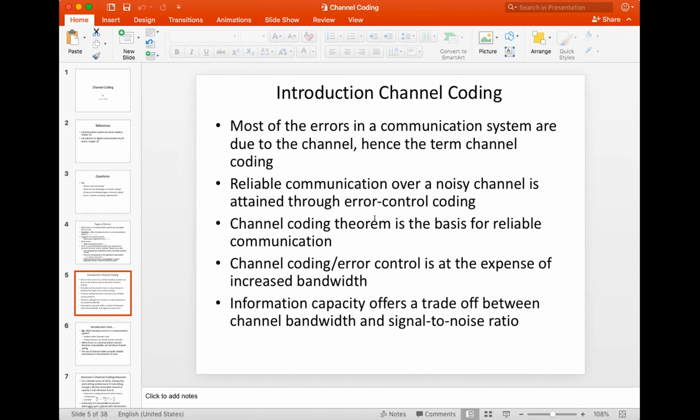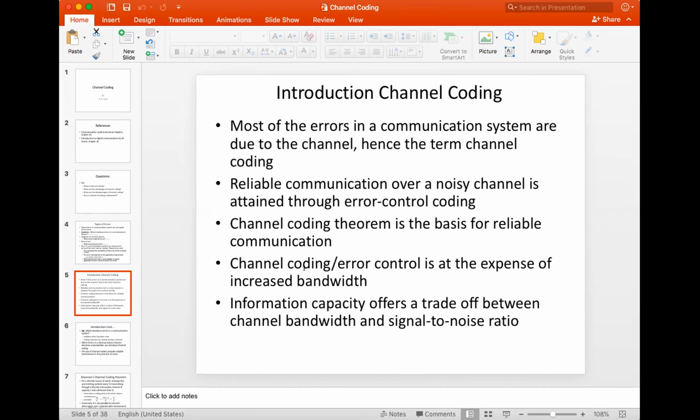And therefore, for you to really minimize that, you have to increase the power so that you can compensate for the errors which have been introduced. So in other words, removing the errors, or what we call error control coding, reduces the amount of power which you can actually transmit. So reliable communication over a noisy channel is attained through error control, because you are trying to make sure that the information you're transmitting reaches there without any errors. Okay, so this is basically what this slide is trying to say.